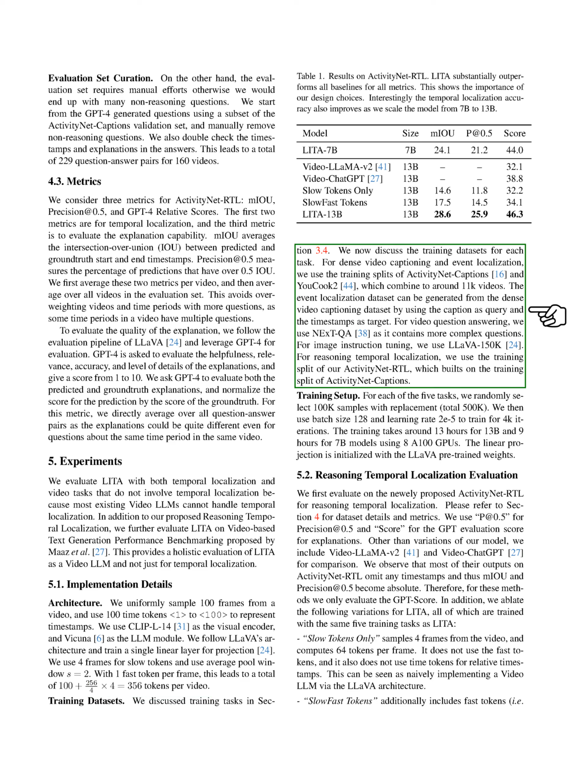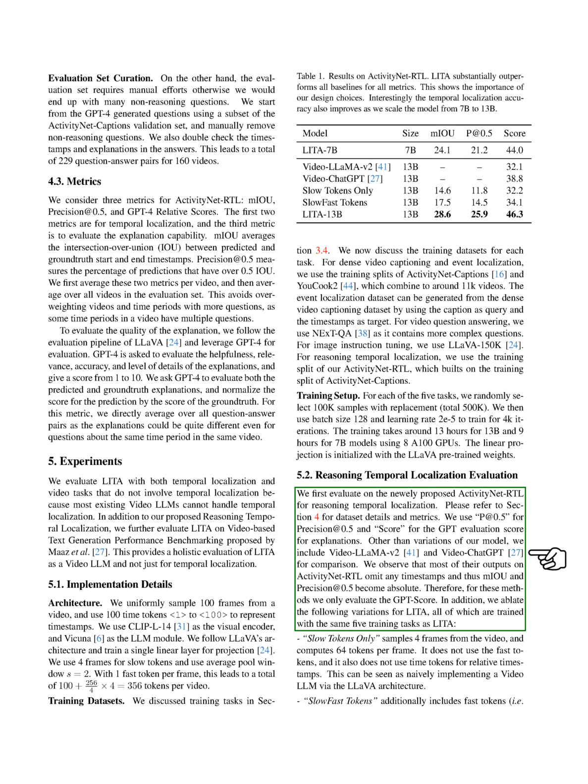For the training datasets, we use ActivityNet Captions and YouCook2 for dense video captioning and event localization tasks, NExT-QA for video question answering, LLaVA 150K for image instruction tuning, and ActivityNet RTL for reasoning temporal localization. We randomly select 100K samples for each of the 5 tasks, totaling 500K samples. The training is carried out with a batch size of 128 and a learning rate of 2e-5 for 4K iterations, taking around 13 hours for 13B models and 9 hours for 7B models using 8 A100 GPUs.